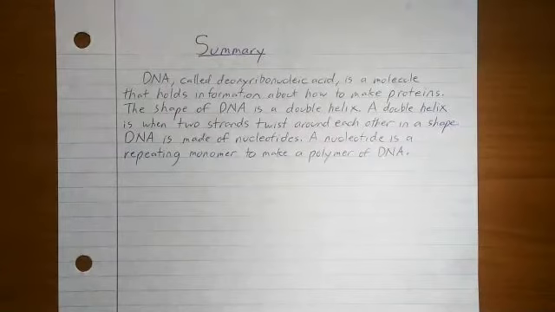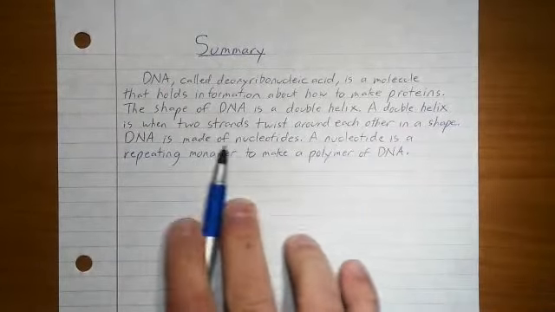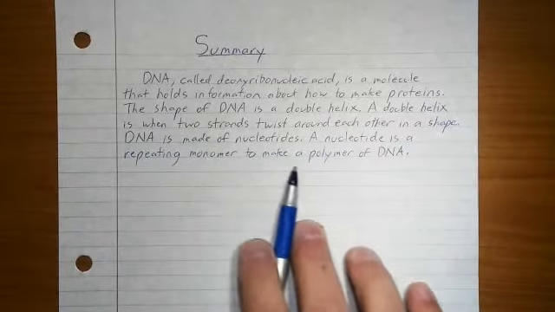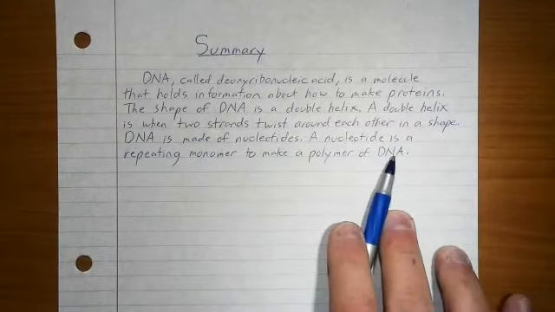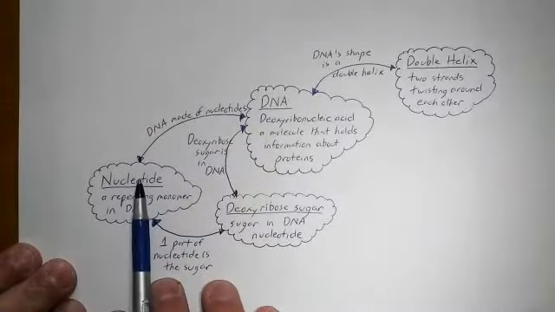and monomers. Now, people go, these are very simple sentences. Can I combine them? Sure. You could say DNA is made of a nucleotide, which is a repeating monomer to make polymer DNA. You can turn it into one sentence. Again, you don't have to have one sentence for every connection in every cloud, but you need to describe everything that's on your map.